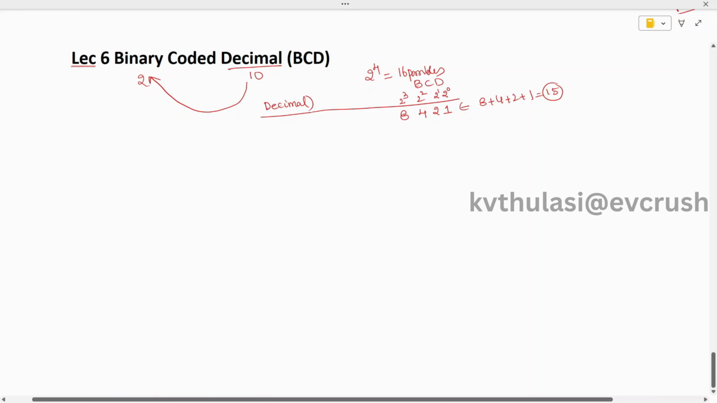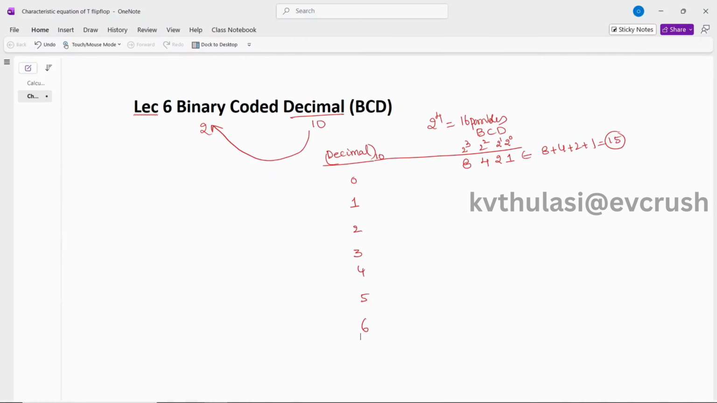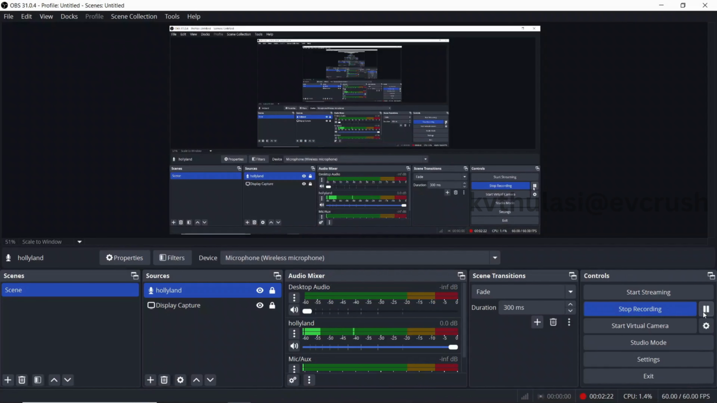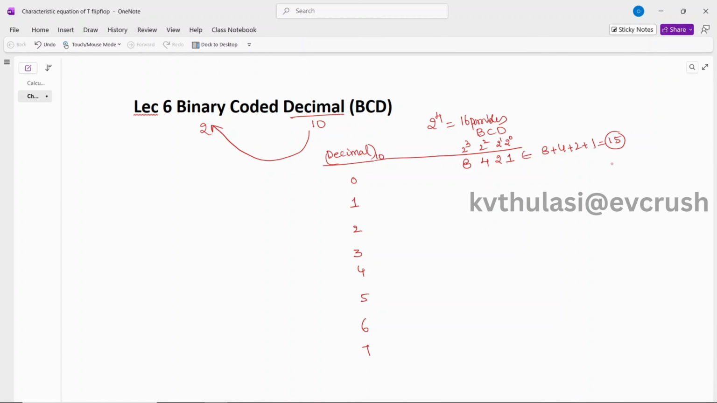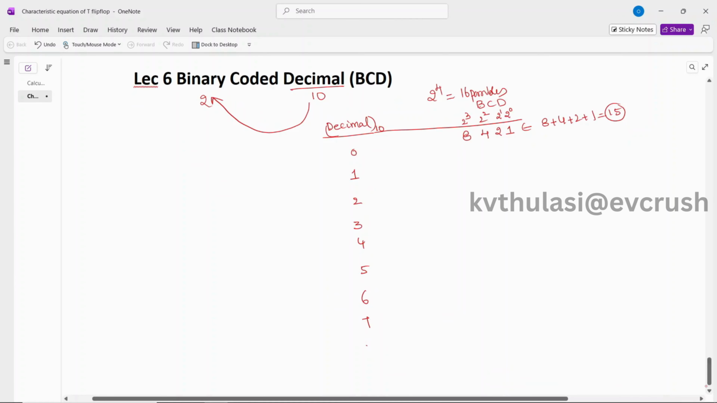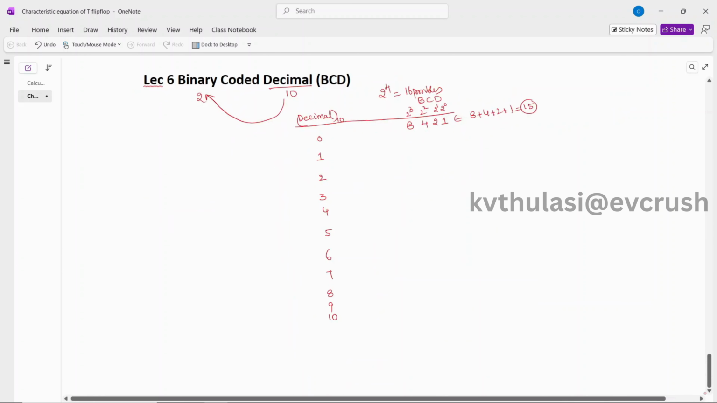So the decimal numbers of our base 10, the numbers are 0, 1, 2, 3, 4, 5, 6, 7, 8, 9, 10, 11, 12, 13, 14, 15. But here the valid BCDs are only up to 9.